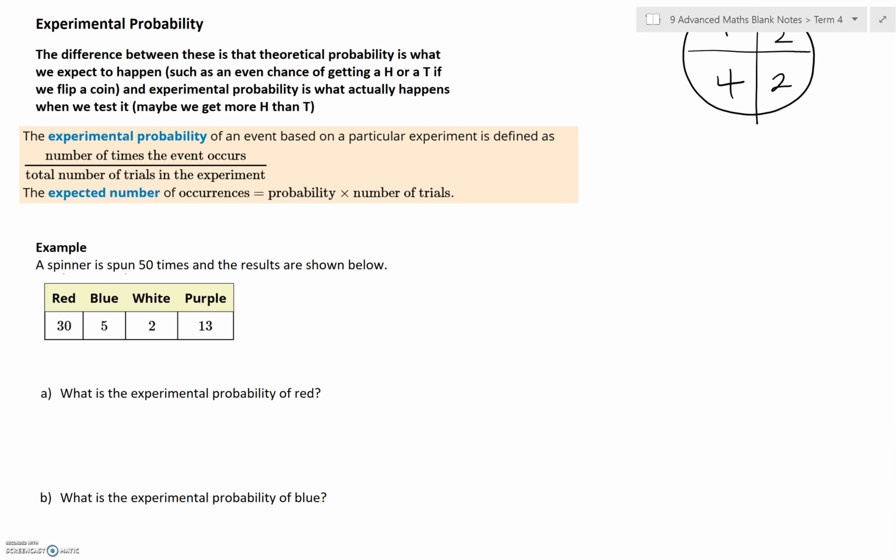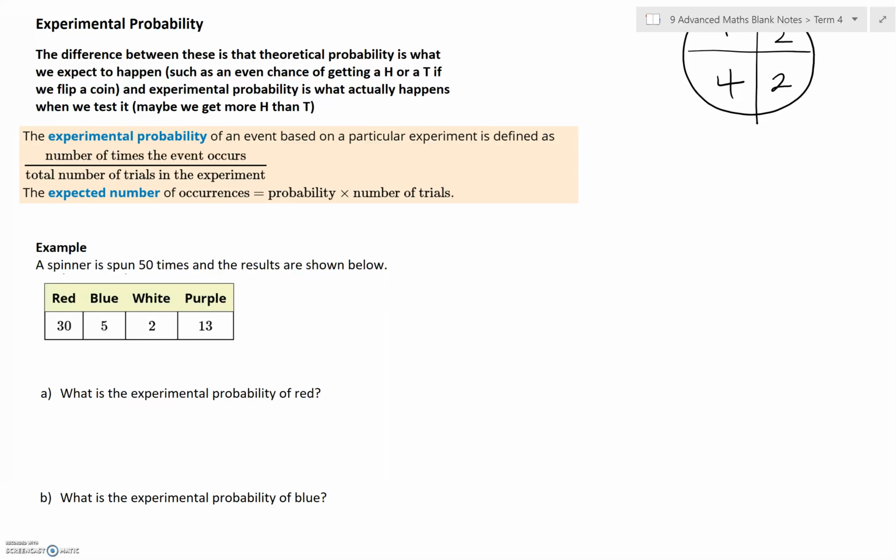Experimental probability, however, is different in that it's what actually happens. So when we run a test, if we threw the coin 10 times, we might get 3 heads and 7 tails. So that is experimental probability, actually doing the experiment, which is different to what we expect should be happening.